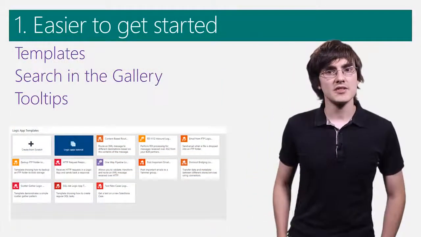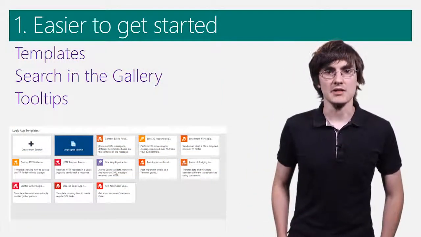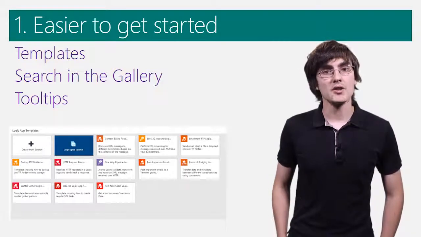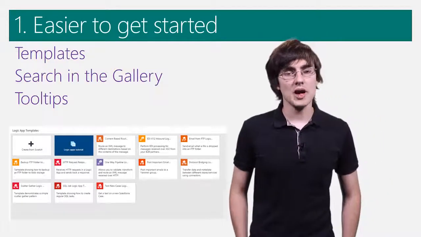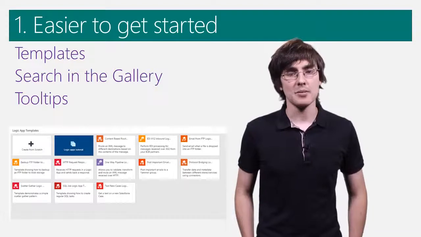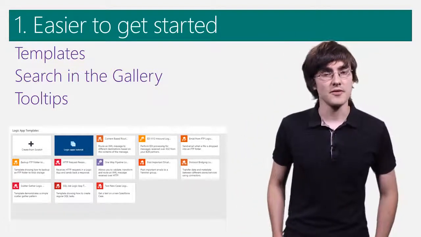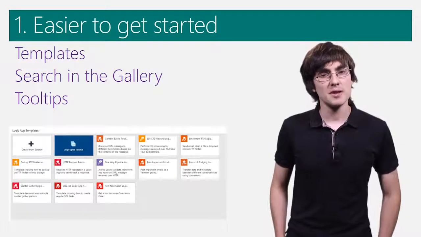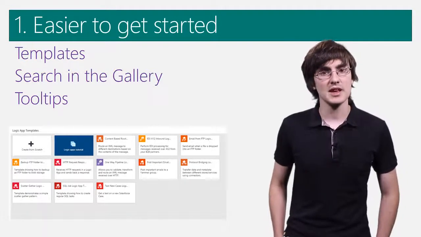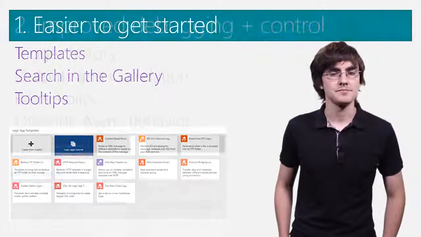To make it easier to get started, we have added a set of templates. These templates contain pre-wired triggers and actions, so all you have to do is provide your unique app config. You can now search the API app gallery to make it easier to find the functionality that you need, and we've also added many more tooltips, so you can see exactly what all of the inputs and outputs are.